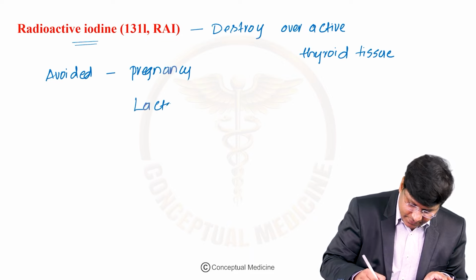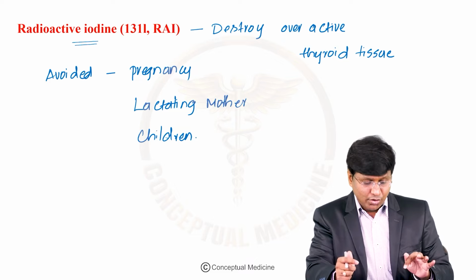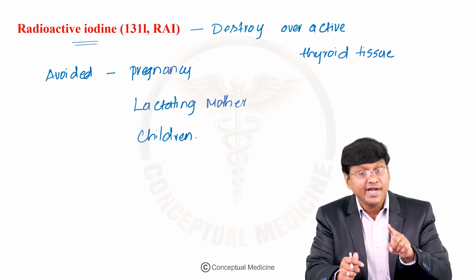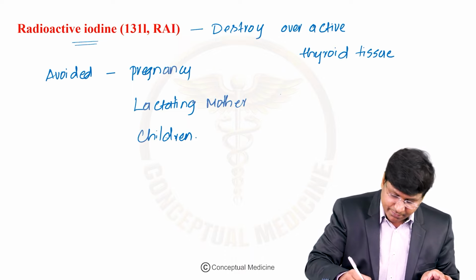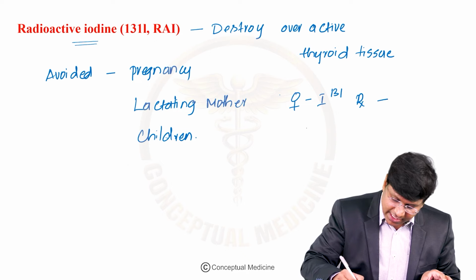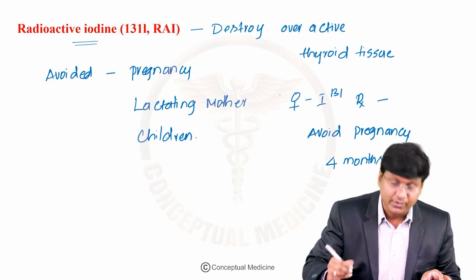Next, lactating mother, and then children, because this radioactive iodine emits radiation. So women who are taking this radioactive iodine are advised to avoid pregnancy for at least 4 months following this iodine 131 treatment. This is a very, very important precaution. So women taking this iodine 131 treatment should avoid pregnancy for at least 4 months after taking this iodine 131 treatment.